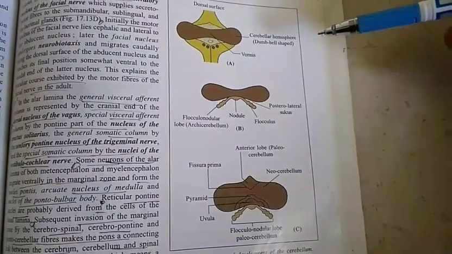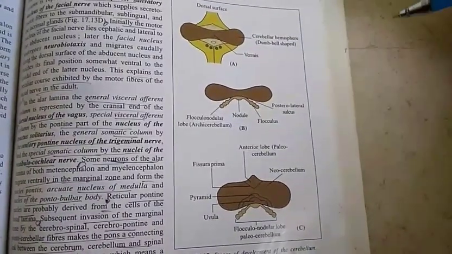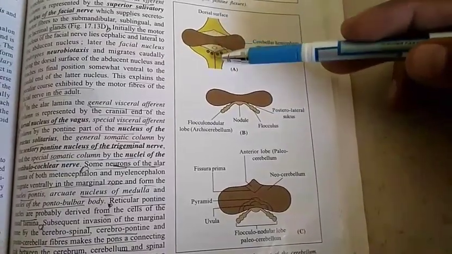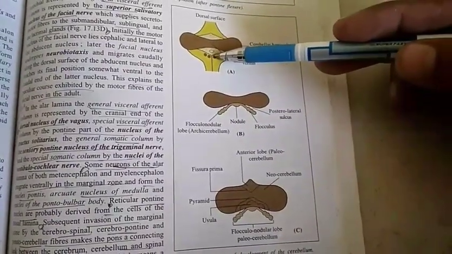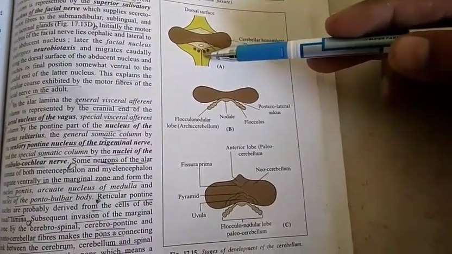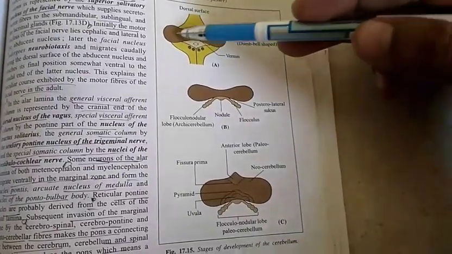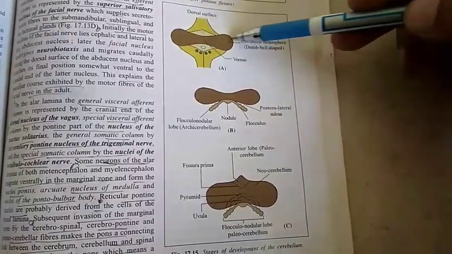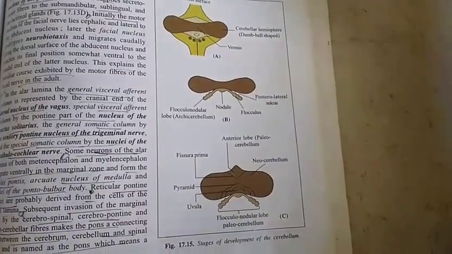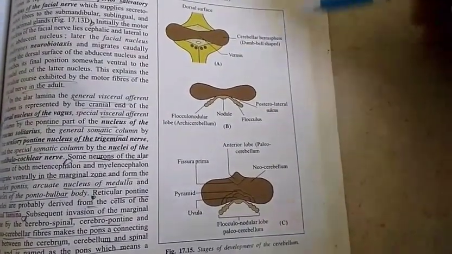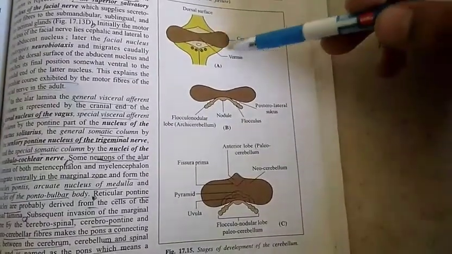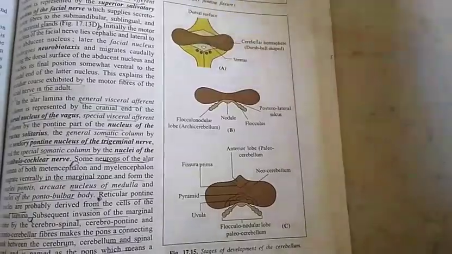Now when the convexity of the pontine flexure reaches its maximum, the superior and inferior angles of fourth ventricle approach towards each other. Due to this, these rhombic lips get compressed and form a dumbbell shaped outline of primitive cerebellum. This primitive cerebellum has a midline structure known as vermis and two lateral cerebellar hemispheres.